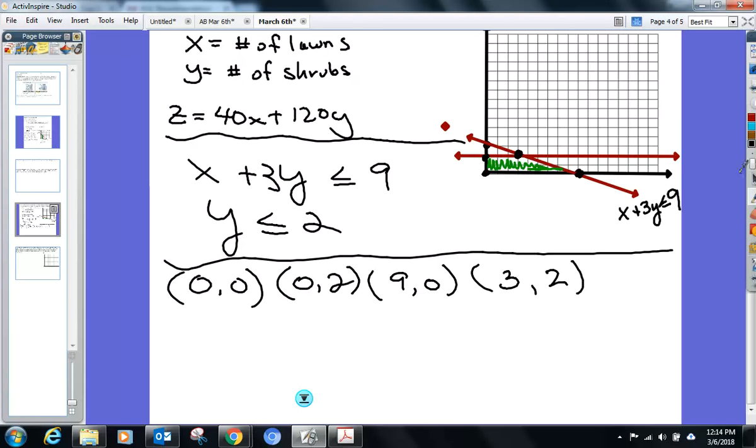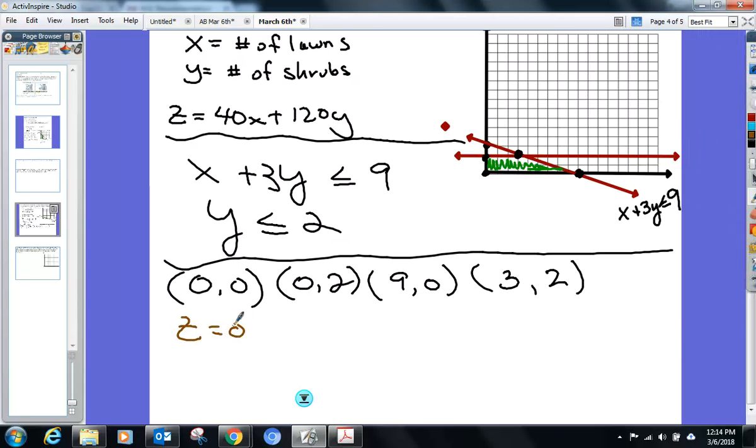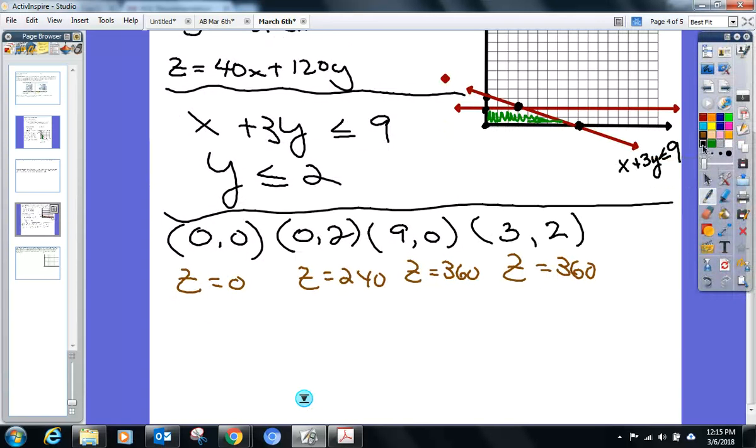Go back to your objective function. Here we go. This will be 0. Anybody find 0, 2? 240. 9, 0: 360. And 3, 2: 360 again. All right, well, that's actually answered the question here. There are actually 2 combinations of lawns and shrubs that give me a maximum amount of money, and 1 combination that earns a lesser amount of money.